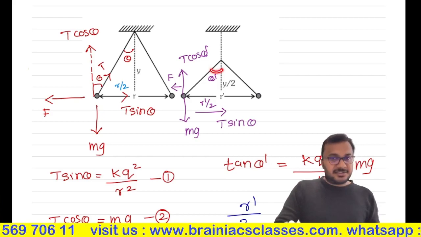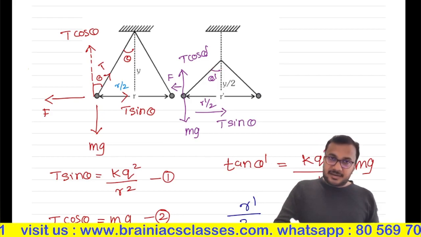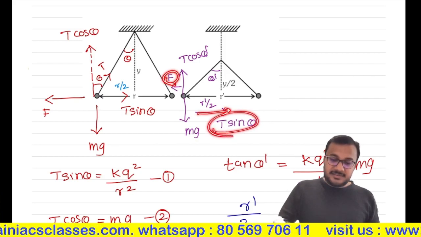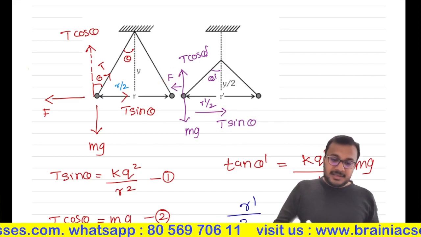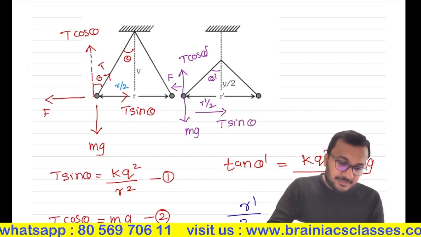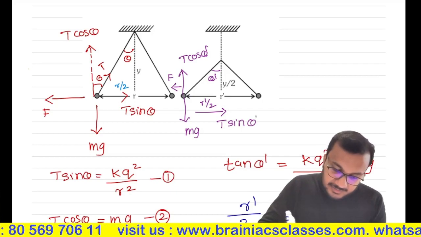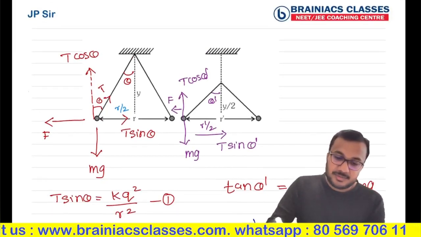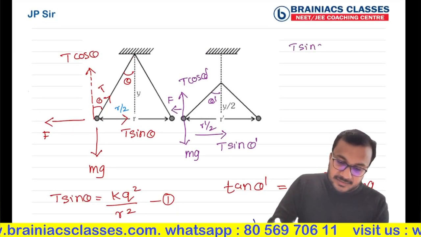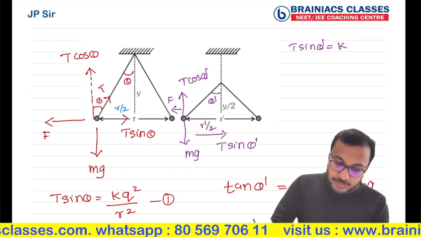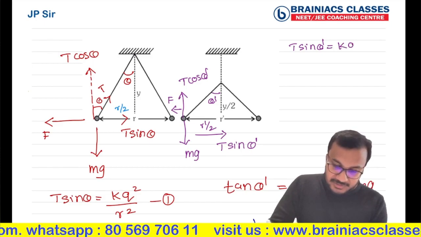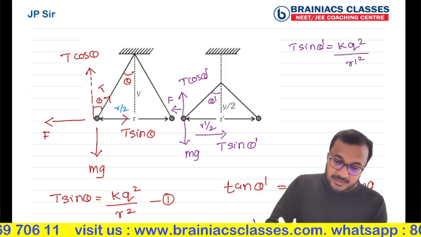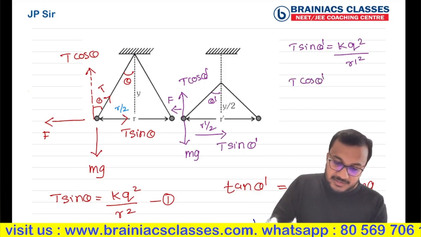Here we have theta dash, the angle changes. The distance is r dash by 2. We have T sin theta dash and T cos theta dash. Let's write: T sin theta dash will be equal to k into the charge, Q squared by r dash squared.